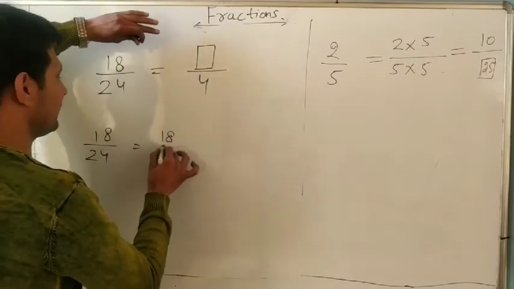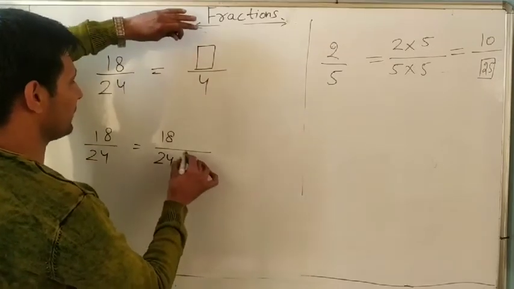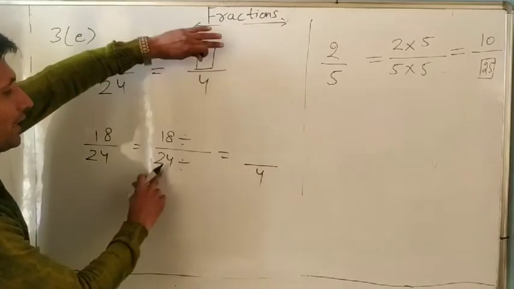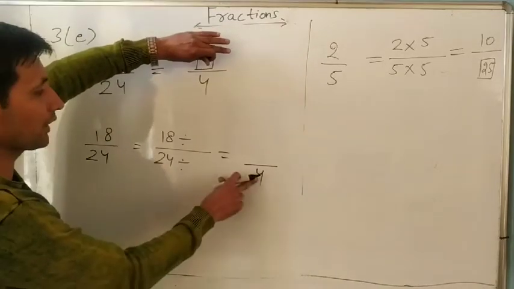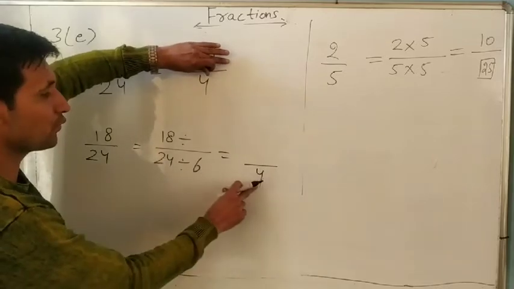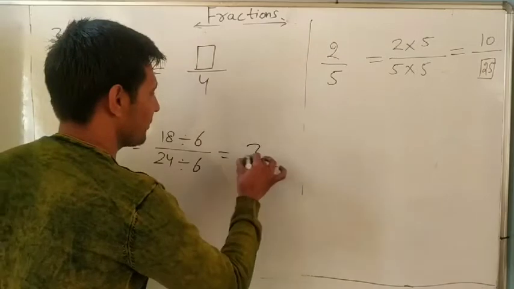24 divided by some number, and 18 also, and we are getting 4. So what number do you divide 24 by to get 4? This means 6, because 24 divided by 6 is 4. So here also 6. So 18 divided by 6 is 3, so 3 upon 4.